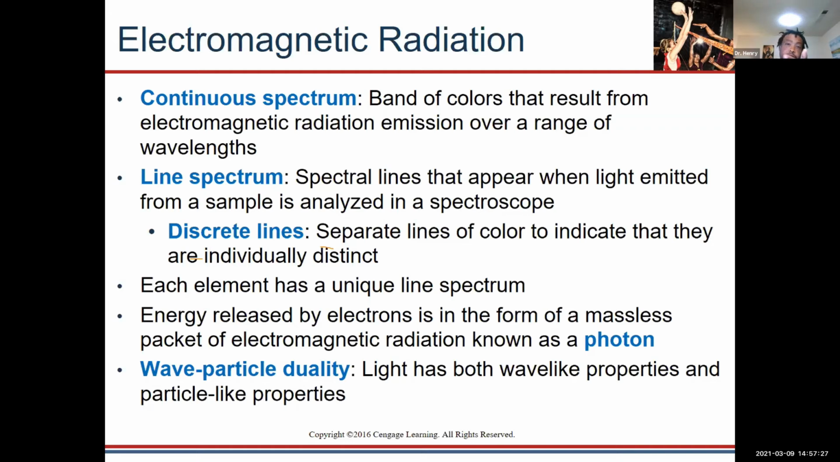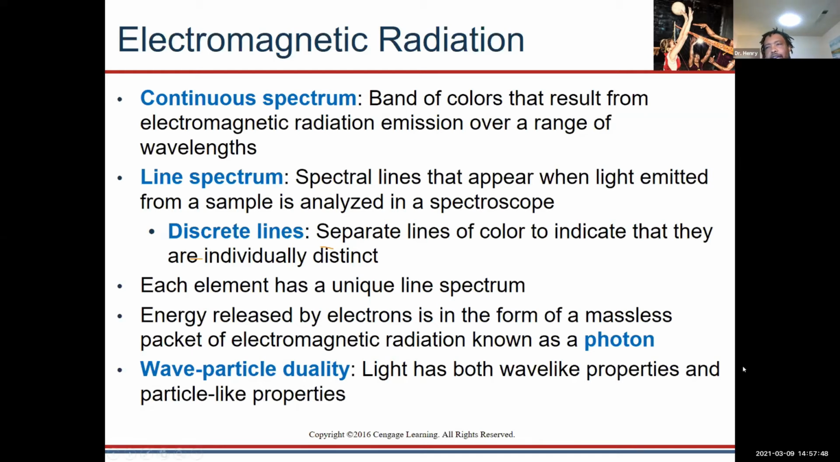These are also called discrete lines because they're literally separated. So you'll have colors of line that'll be separated from each other. And so each element has a discrete line spectrum. So it's not necessarily going to flow all together. You're going to have very discrete lines that represent particular elements.